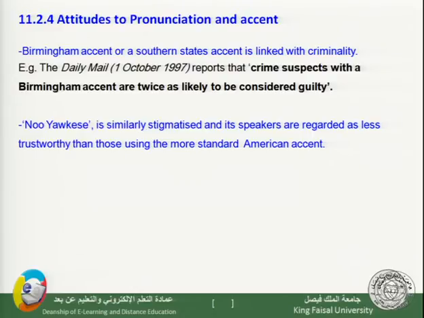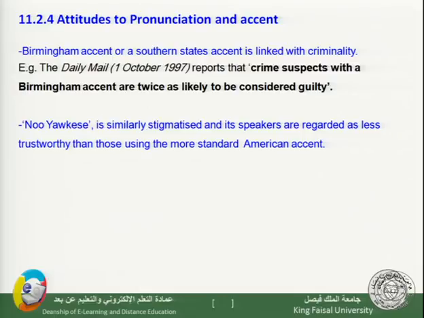New Yorkese is similarly stigmatized, and its speakers are regarded as less trustworthy than those using the more standard American accent. Again, people who speak the accent of New York are preconceived as less trustworthy. If you think this person is from New York, we would think twice before we trust him. So he is less trustworthy. This also indicates that people associated with a specific accent can be prejudged, can be stereotyped as being this type of people or that type of people.